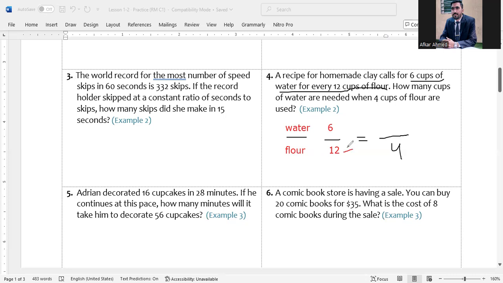Multiple is not possible. So if I divide 12 by 2, it will give us 6, not possible. 12 divided by 3 will give us 4. So it's possible. It means 12 divided by 3 is equal to 4. Same, you will divide here by 3, and 6 divided by 3 will give you 2. It means you need 2 cups of water for 4 cups of flour.